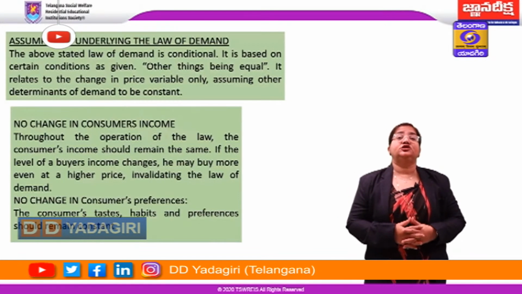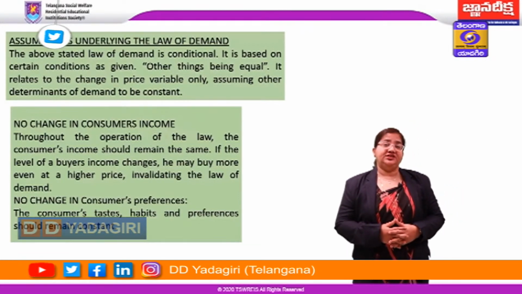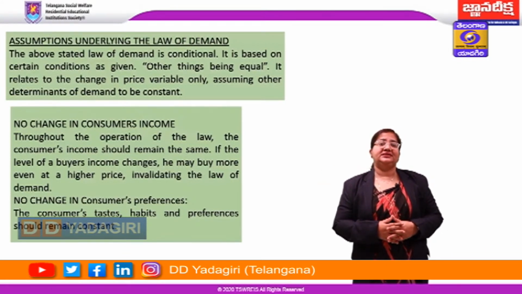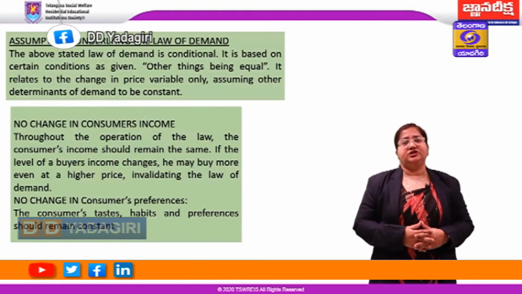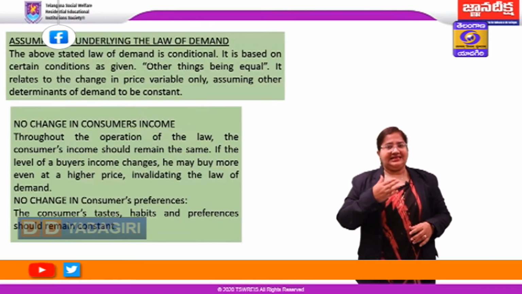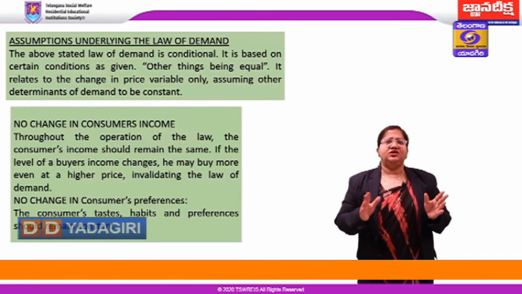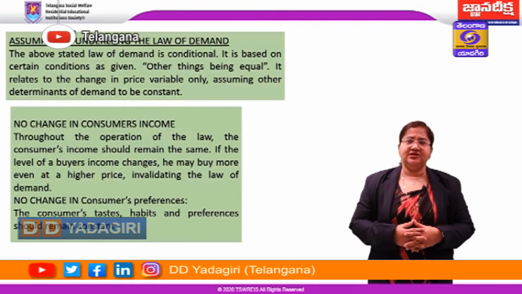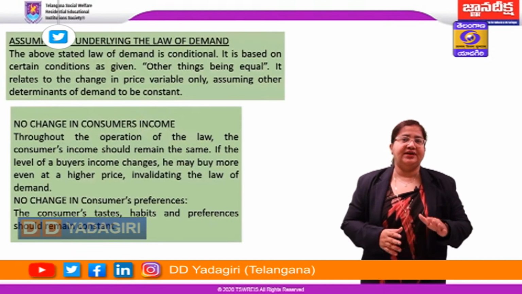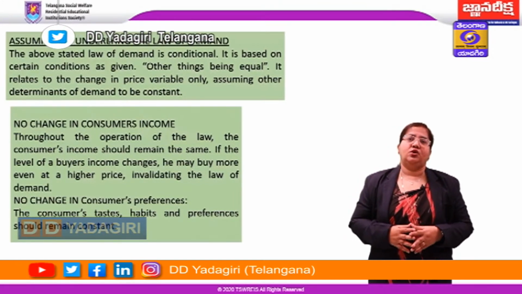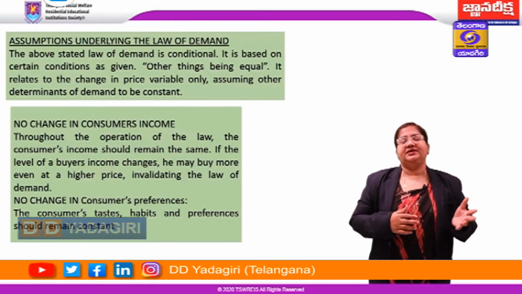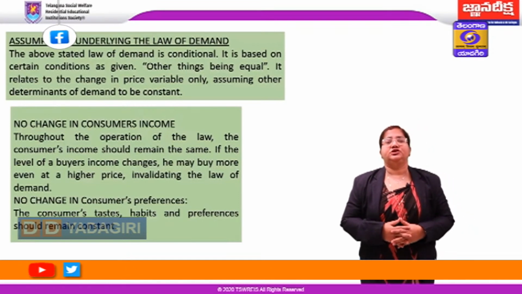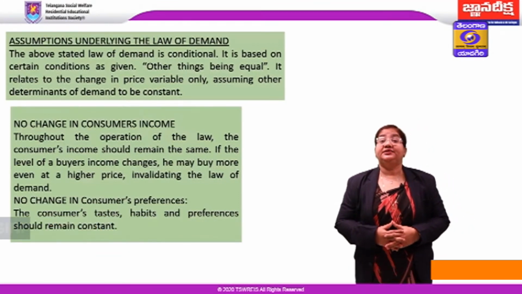The next is no change in consumers' preferences. If the consumers' preferences change, the demand for the commodity also changes. As we just discussed, the habits, taste and preferences of the consumer should remain constant. If his taste changes, let's suppose he is not liking chocolate today and goes for another commodity like ice creams, preferences have changed, the demand for ice creams increases and the demand for chocolate decreases. So it invalidates the law of demand. If he is liking that particular commodity, whatever the price may be, he is ready to buy it. So the preferences of the consumer should not change. Otherwise, it invalidates the law of demand.